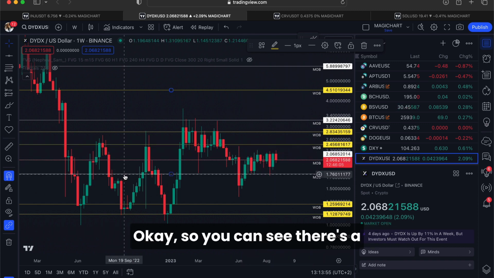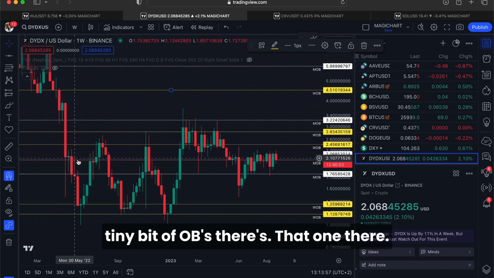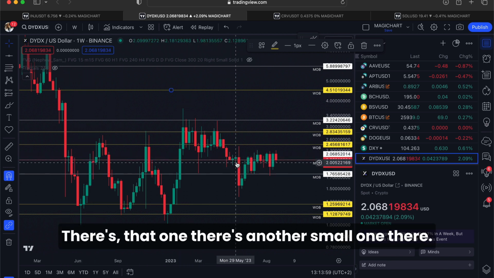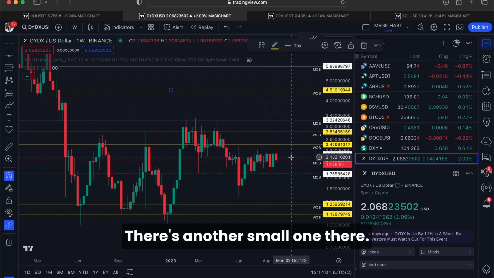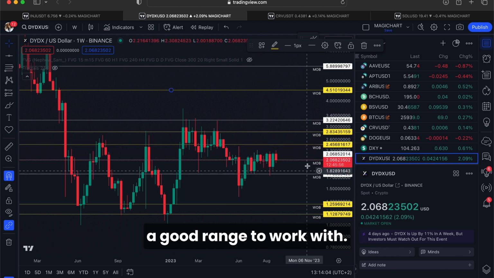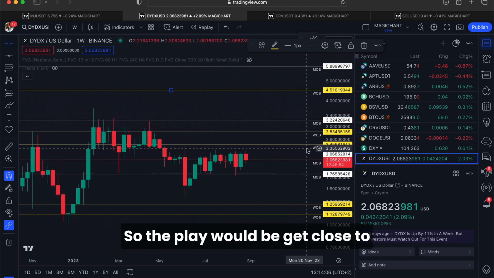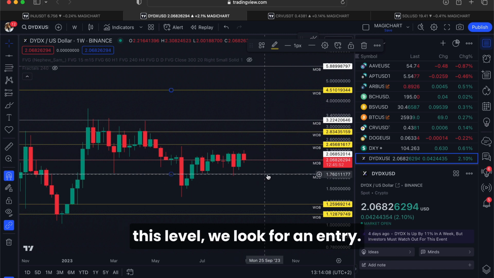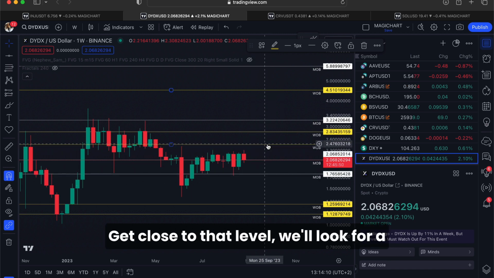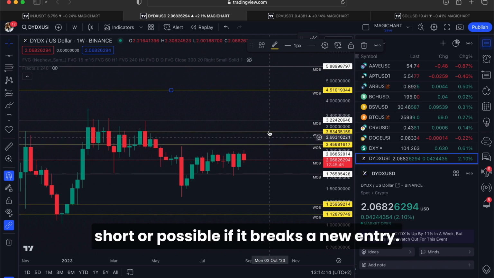Okay, so you can see there's a tiny bit of order blocks. There's that one there. There's that one. There's another small one there. There's another small one there. So that's why I think this is a good range to work with. So the play would be get close to this level. We look for an entry. Get close to that level. We'll look for a short, or, if it breaks, a possible new entry.